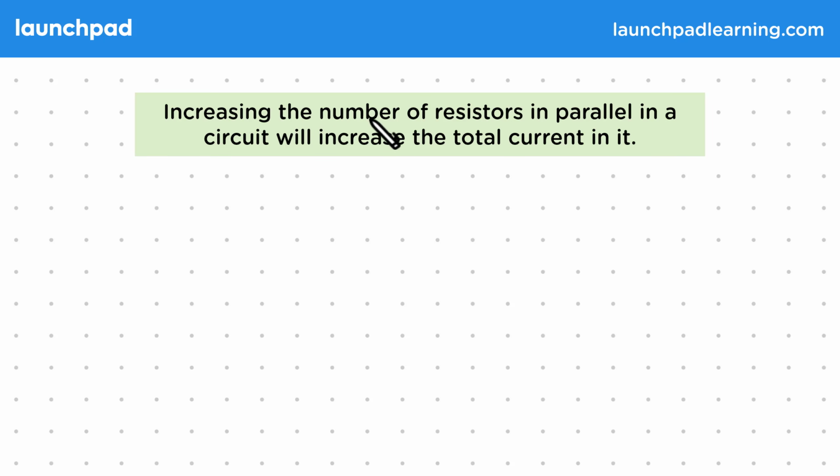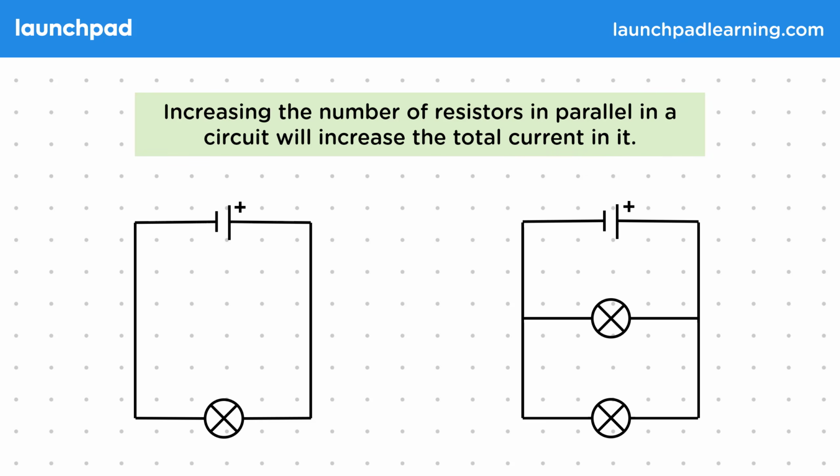Well, increasing the number of resistors in parallel in a circuit will increase the total current in it. Let's see how this works with two more circuits, where instead of resistors, we're using lamps. In both, we have a cell which will have the same potential difference of V, and then we'll assume each lamp has the same resistance R. So how would the total current in each circuit compare?